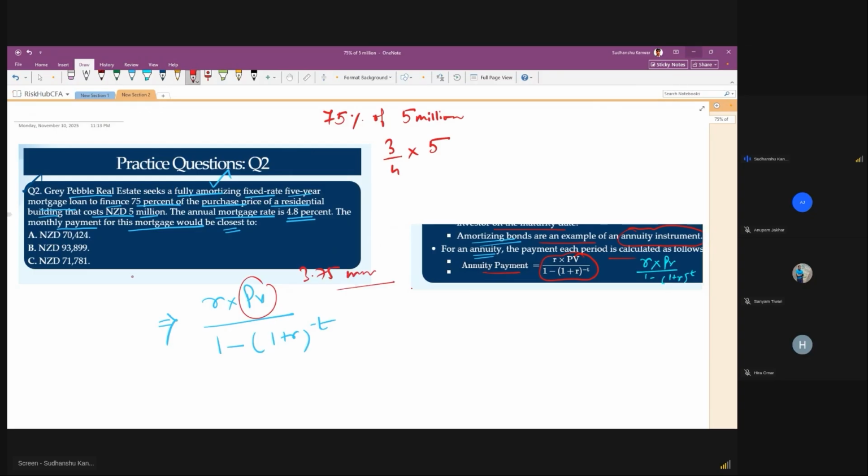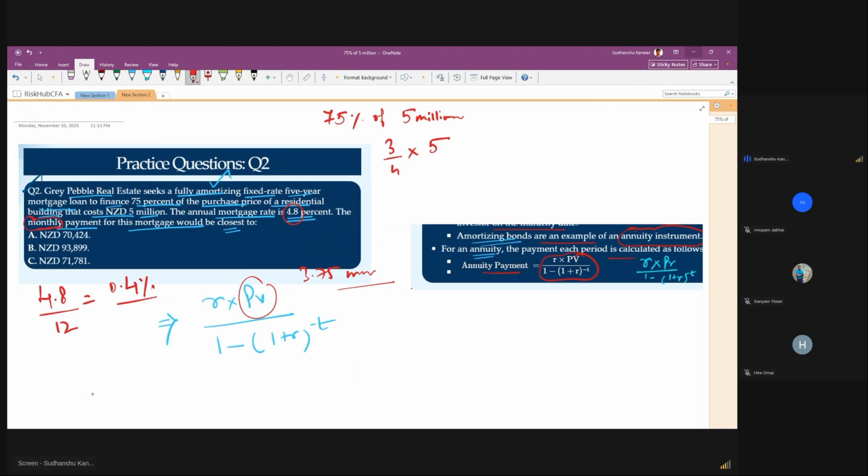Okay. Now the annual mortgage rate is 4.8%, but we are not looking at the annual, we are asking for the monthly payment. The rate is given annual, but we are trying to find monthly, so convert the rate into monthly, which is 4.8 divided by 12, which makes it 0.4%. So R is also found.